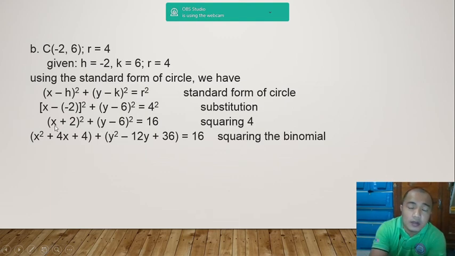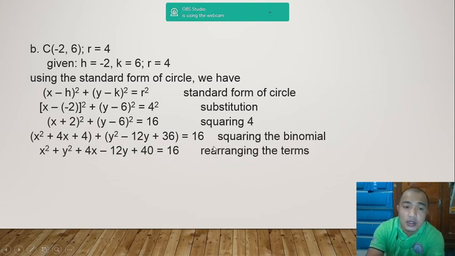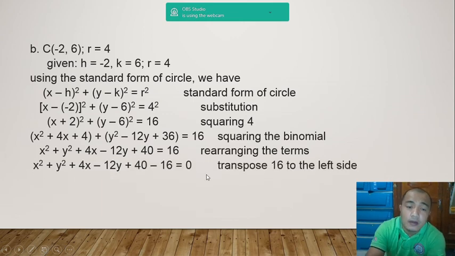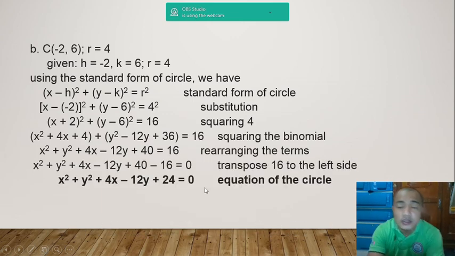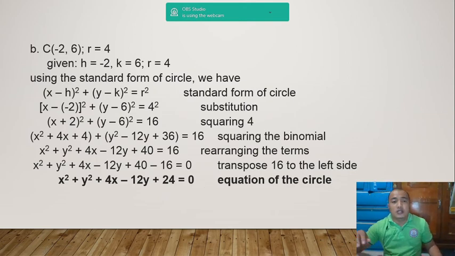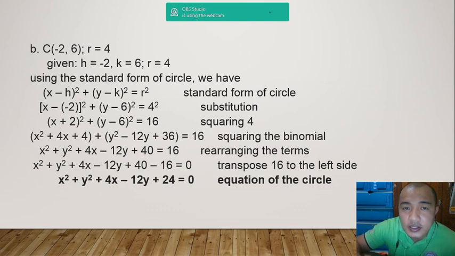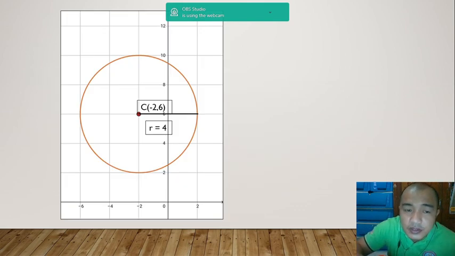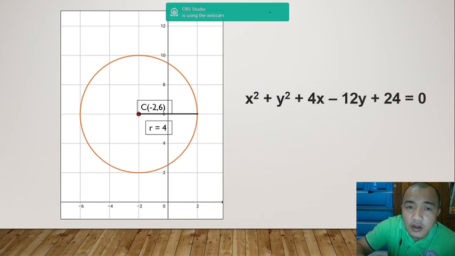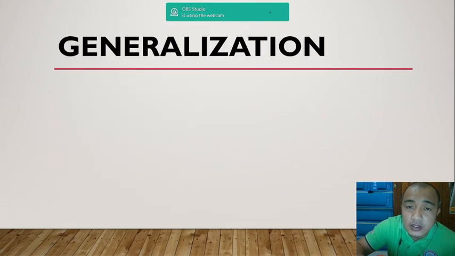Then squaring the binomial, (x plus 2) squared is x squared plus 4x plus 4. (y minus 6) squared is y squared minus 12y plus 36 equals 16. Then rearrange the terms: x squared and y squared, followed by 4x minus 12y. Then add 4 and 36, 40. Then next step, transpose the 16. 40 minus 16 is 24. This is now the equation of the circle in general form, right? And this is the graph: center (-2, 6), radius is 4, of the equation x squared plus y squared plus 4x minus 12y plus 24 equals 0.